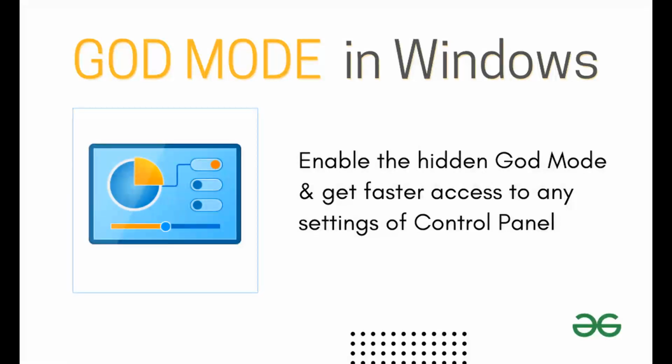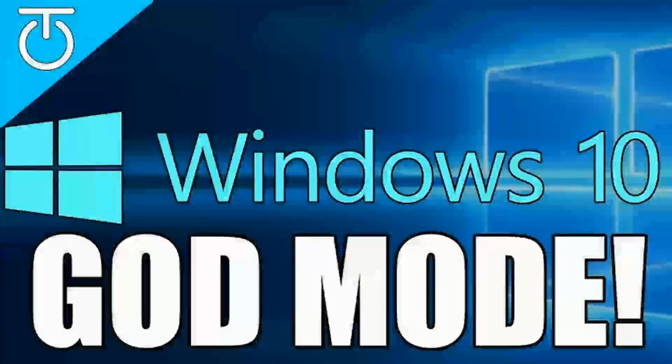What's inside God Mode? Once activated, God Mode will provide you with direct access to over 200 settings in a well-organized interface. These tools are divided into categories such as System and Security, which includes tools for managing system restore points, adjusting firewall settings, security options, and Windows updates. Hardware and Sound lets you manage printers, devices and drives, audio, and other system hardware configurations.